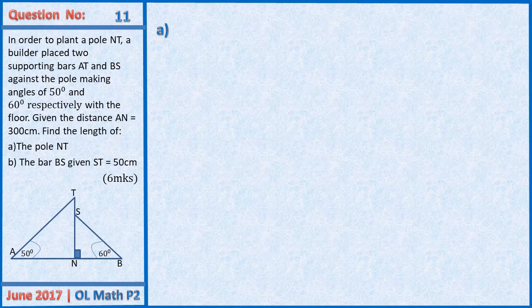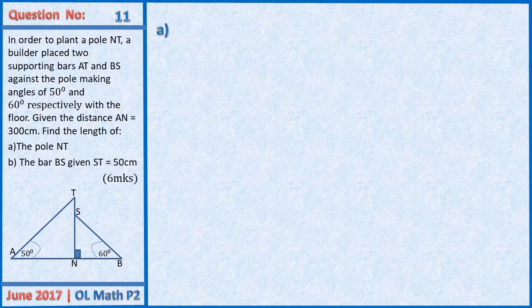Question number 11. In order to plant a pole NT, a builder placed 2 supporting bars, AT and BS, against the pole, making angles of 50 degrees and 60 degrees respectively, as you can see on the diagram. Given that the distance AN is 300 centimeters, find the length of the pole NT. So let us look at the equation first of all. We have to look for NT, that's the height of the pole.